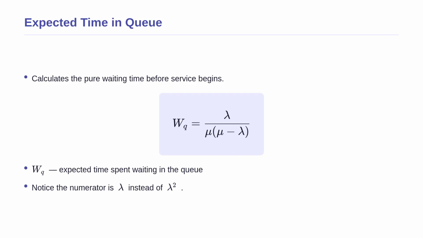Our final metric is WQ, the expected time a customer spends waiting in the queue before their service begins. This formula is very similar to the LQ formula, but the numerator is just lambda instead of lambda squared. It is lambda divided by the product of mu and the difference between mu and lambda. This formula tells us the pure waiting time. It completely ignores the time it takes to actually make the coffee or perform the service, focusing only on the delay the customer experiences while standing in line.